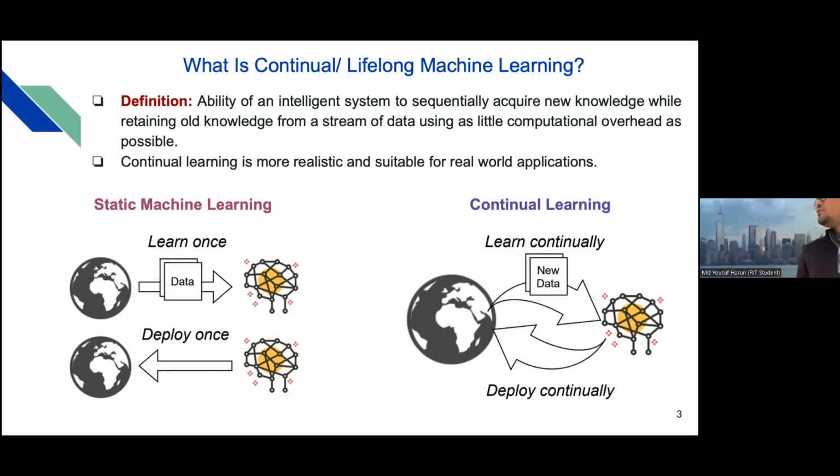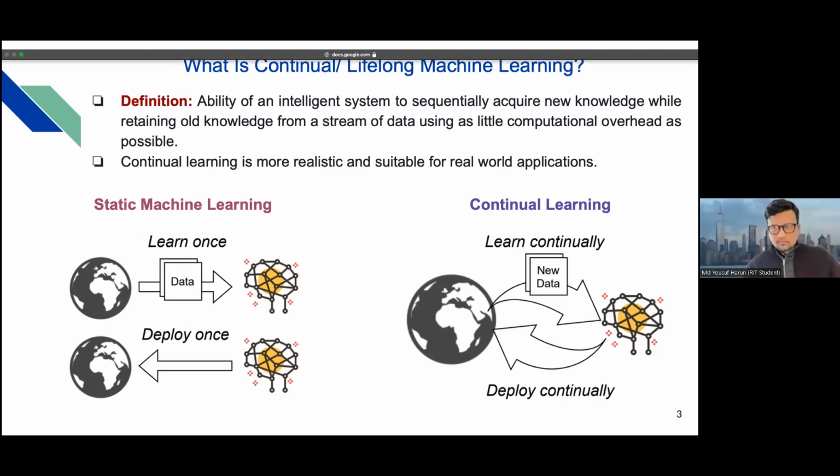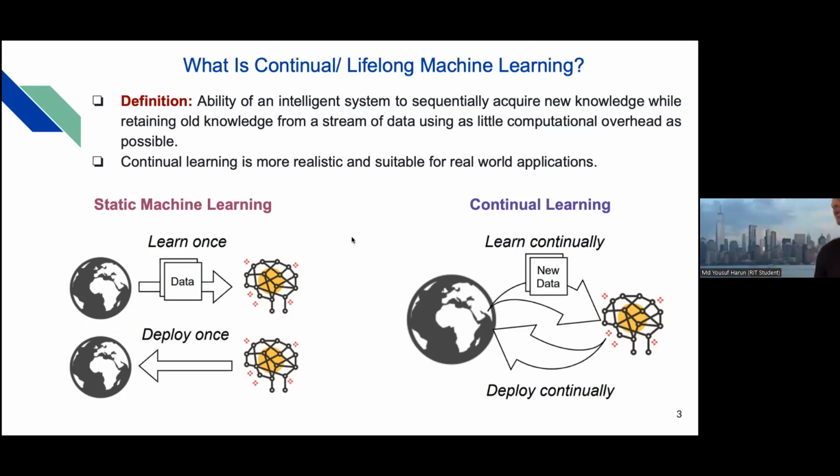If we contrast continual learning with traditional static machine learning, we can see that static machine learning learns once on a fixed data set, and then it can be deployed, but it does not have the ability to learn sequentially over time. Conversely, continual learning has the ability to acquire new knowledge from new data over time, and then it can be deployed in the process. So it has the adaptability to align with real-world applications.